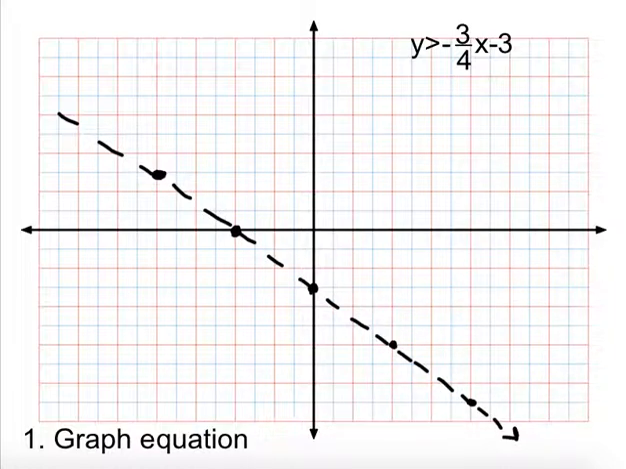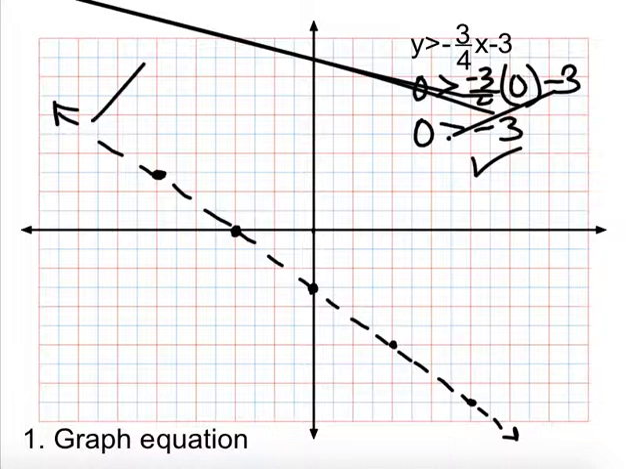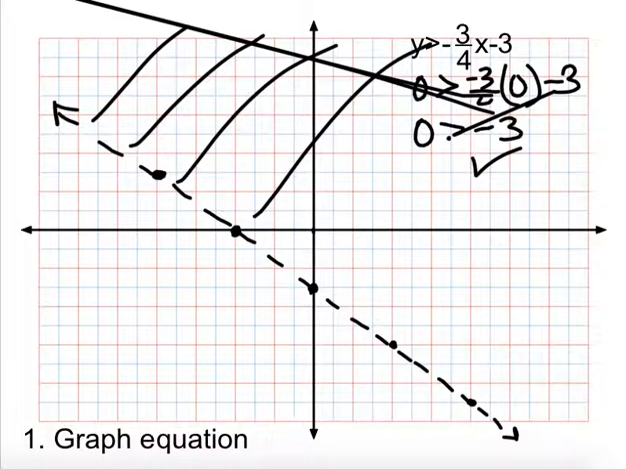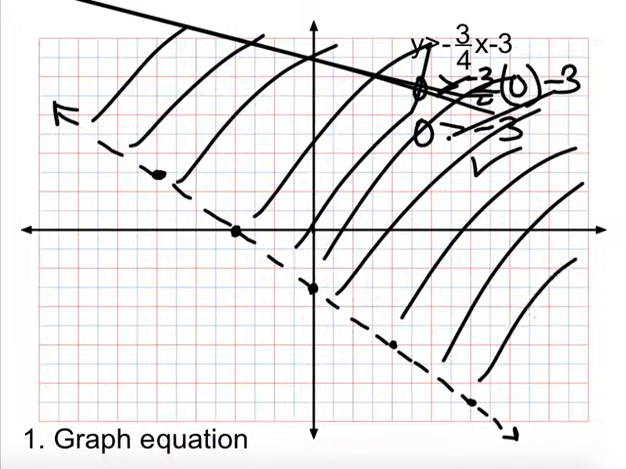Of course, remember, always put your arrows showing that it goes to infinity. And then we test a point. Let's say we test our point 0, 0. So 0 is greater than negative 3/4 times 0 minus 3. So 0 is greater than negative 3. That is a true statement, so we want to include our point 0, 0. So we shade above the line this time because we want to include 0, 0, meaning that anything in the shaded region is a solution to this inequality.